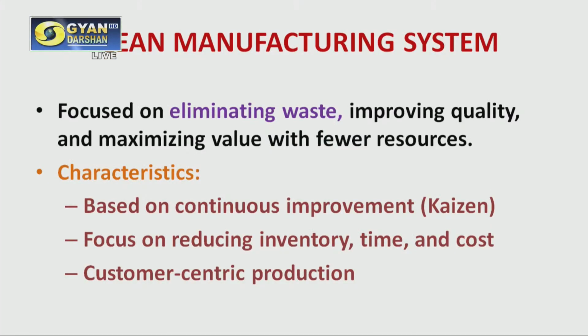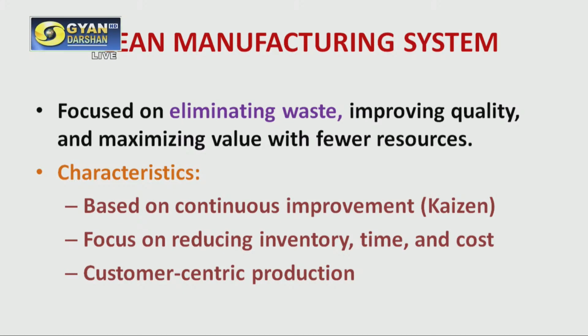So this type of system is called the flexible manufacturing system. The sixth production system or manufacturing system which we have added in our course material is the lean manufacturing system. It basically focuses on the elimination of waste and improving the quality. It maximizes the value with fewer resources. It says that any type of non-value added activity is a waste for the system.